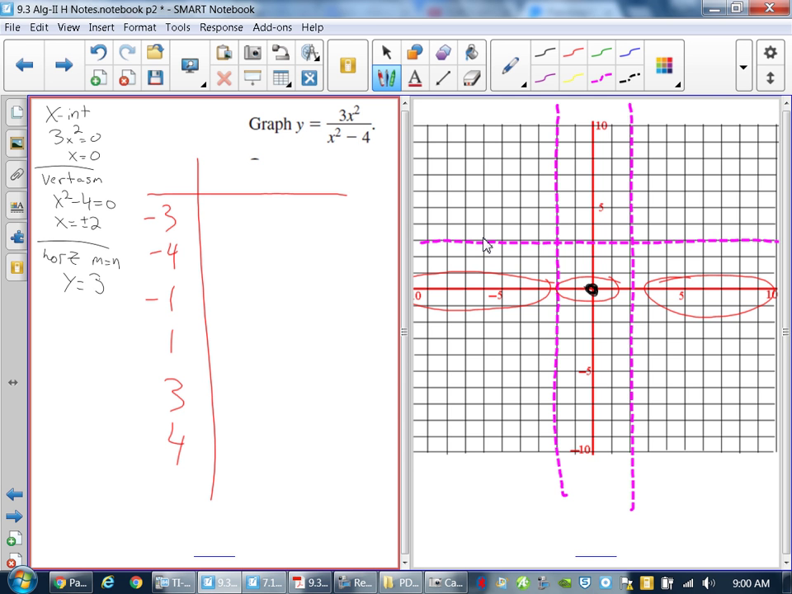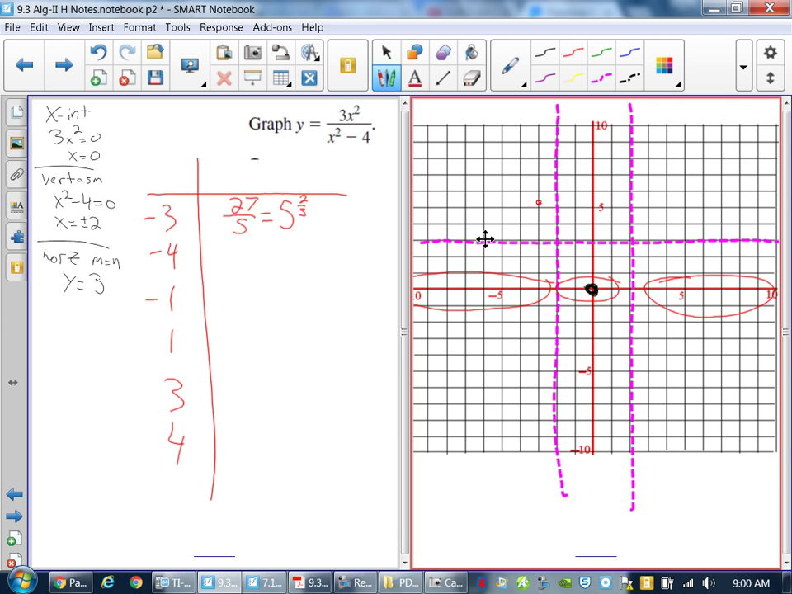So I just plug and chug. What's -3 squared? 9, times 3 is 27. 27 is in my numerator. The denominator will be 9 minus 4, which is 5. So this is a little more than 5, 5 and 2/5. So at -3, I'm up here at 5 and change.